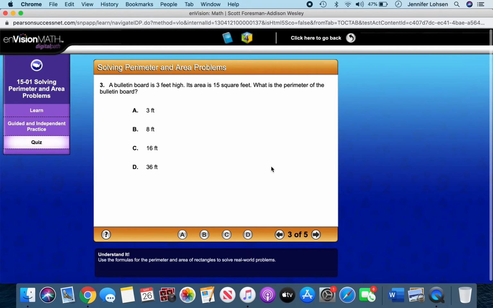So I know that my length times width is going to give me 15. So I'm going to think about my factors of 15, or my multiples of 3. 3 times what gives us 15? 3 times 5 gives us 15. So that would tell me that my length here is going to be 5. I have 2 sets of 3, 2 sets of 5. 5 plus 5 is 10. 3 plus 3 is 6. 10 plus 6 gives me 16 feet.